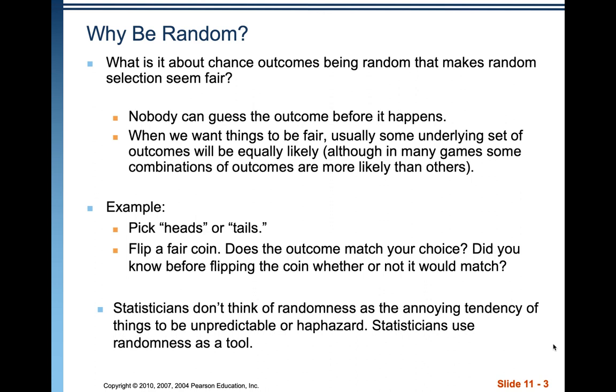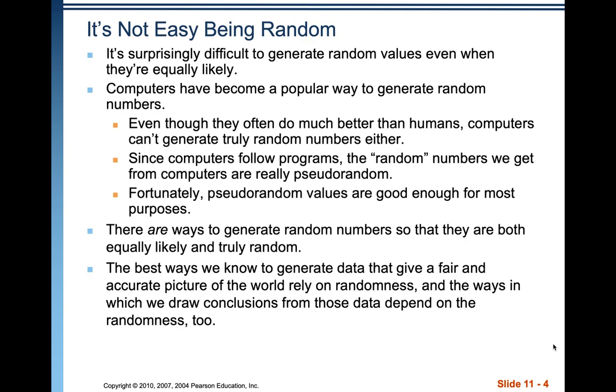Statisticians think of randomness as a tool and not just a haphazard tendency of events to occur. For events to be truly random, there has to be a pattern in the results, but you can't know what the next result is going to be. So you would think, okay, that's easy to create random digits or other random values, but it's not.